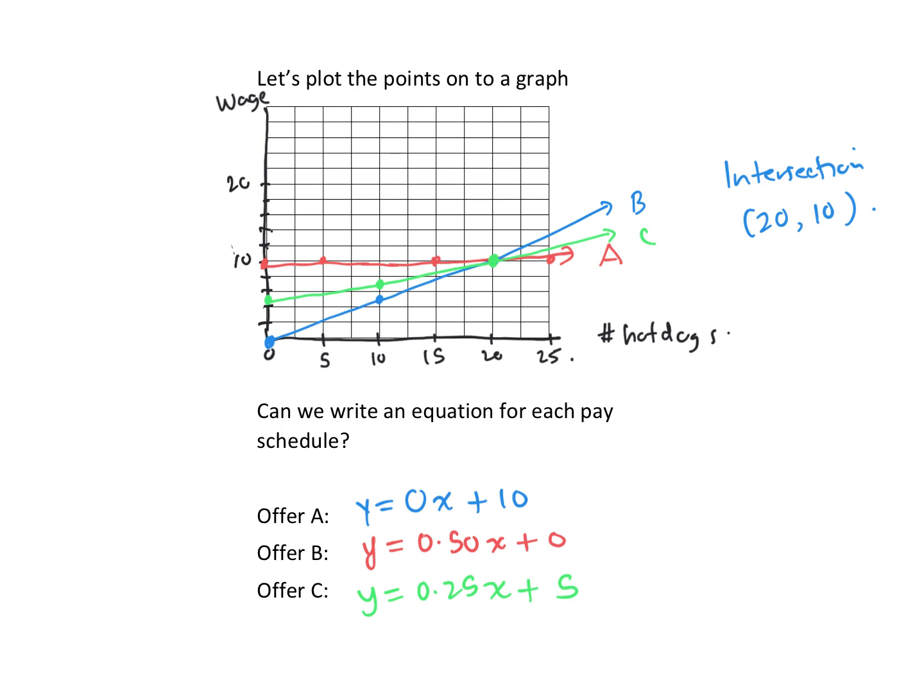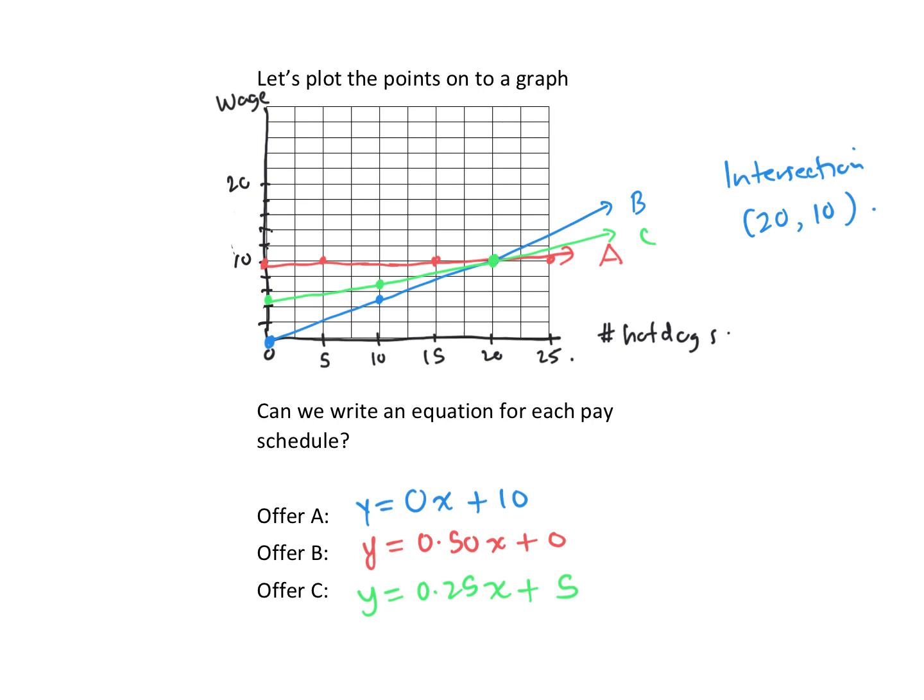And I can see that the offer that makes the most money up to 20 hot dogs is offer A. Offer A makes $10. After 20, offer B becomes the better deal. And then offer C is kind of in between. If I was not very good at selling hot dogs, I might just take the $10 salary because I know I'm going to make $10 no matter what. If I'm good at selling hot dogs and I think I'm going to sell more than 20 hot dogs, I'll probably take offer B because that is the highest salary when we sell more than 20.